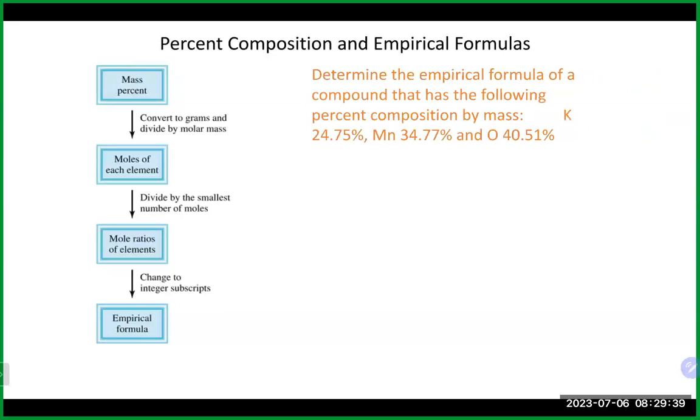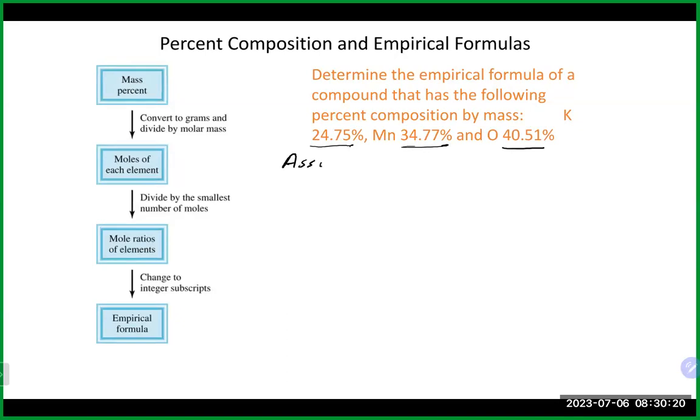All right, so let's take a look at one here together. In this case, we want to determine the empirical formula for the following percent compositions: potassium, which is 24.75, manganese, which is 34.77, and oxygen, which is 40.51. The first thing you want to do when you are given the percentages is take a quick look at it and make sure you got about 100%. Again, if you do not have 100%, then you're missing some percentage for an element that's probably there. In this case, it does add up pretty close to 100%.